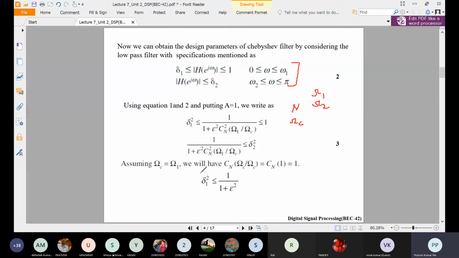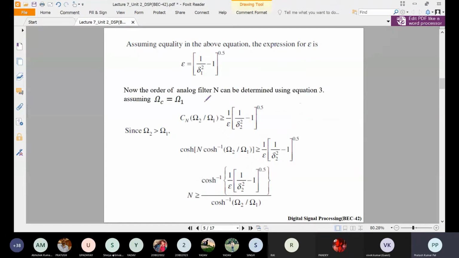If epsilon is given, we can find delta 1. Or if delta 1 is given, we can find the epsilon value by using this formula, or epsilon could be given in terms of this. Okay, so once we know the value of the frequencies and this, we can find the value of n. We have seen the generalized formula for finding the n value, the order of the filter, in the case of the Chebyshev polynomial.